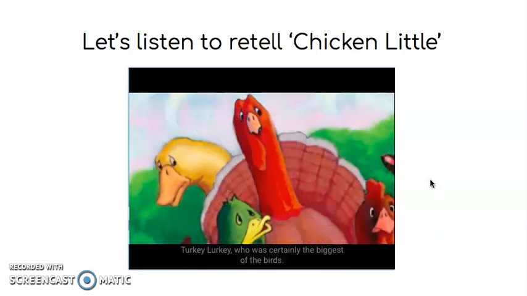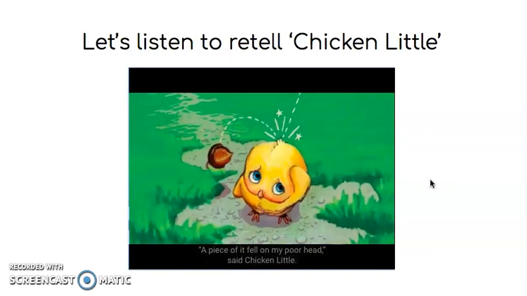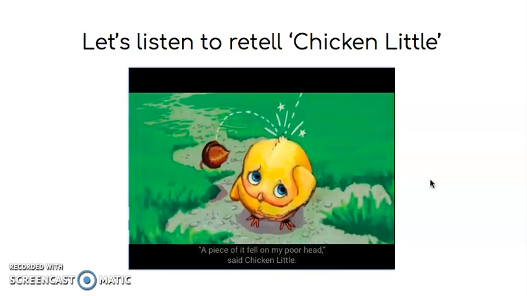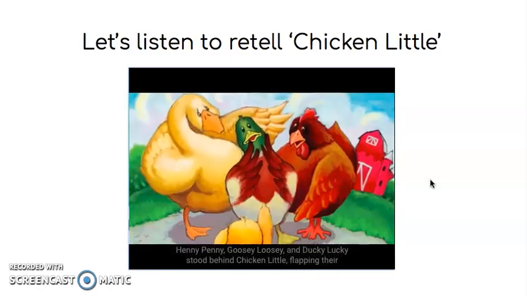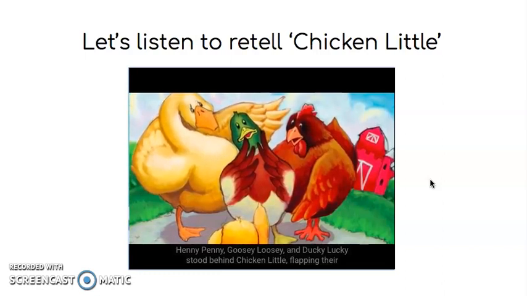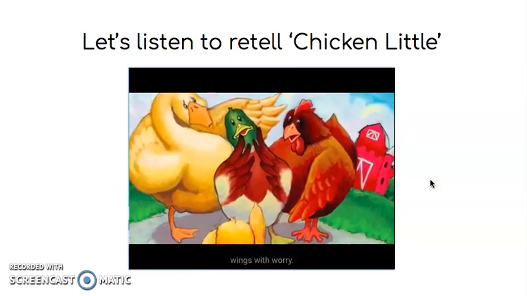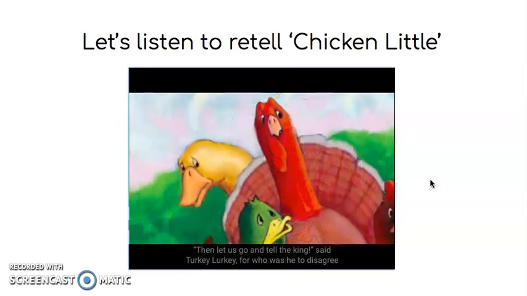So Ducky Lucky, Goosey Lucy, Henny Penny, and Chicken Little ran along until they met Turkey Lurkey, who was certainly the biggest of the birds. "Turkey Lurkey, the sky is falling!" cried Ducky Lucky. "How do you know?" asked Turkey Lurkey. "A piece of it fell on my poor head," said Chicken Little. Henny Penny, Goosey Lucy, and Ducky Lucky stood behind Chicken Little, flapping their wings with worry. "Then let us go tell the king," said Turkey Lurkey, for who was he to disagree with four scared friends?